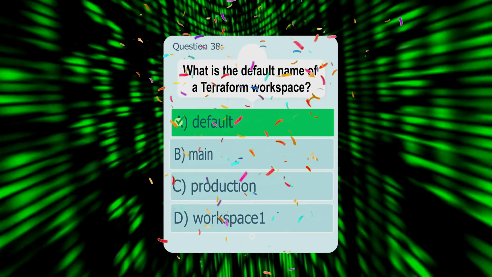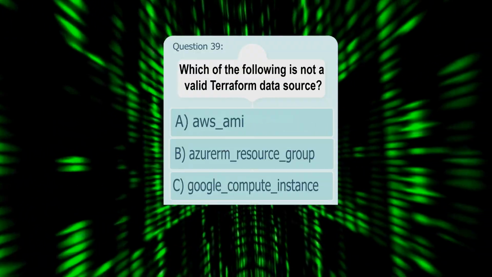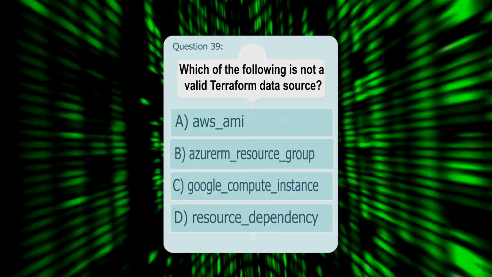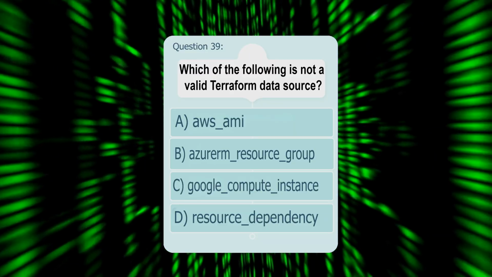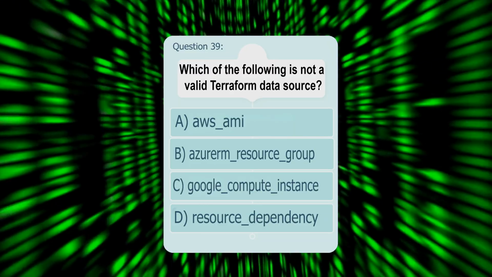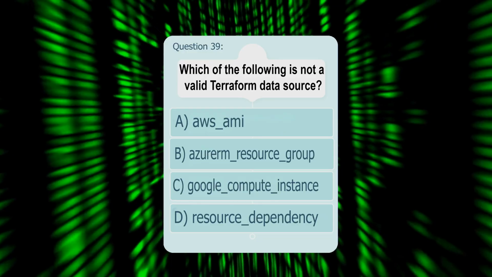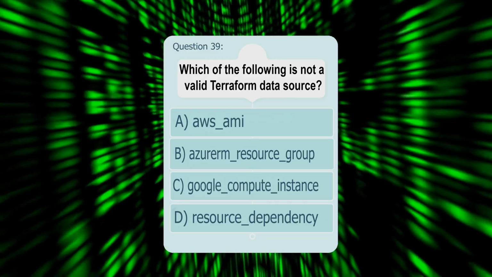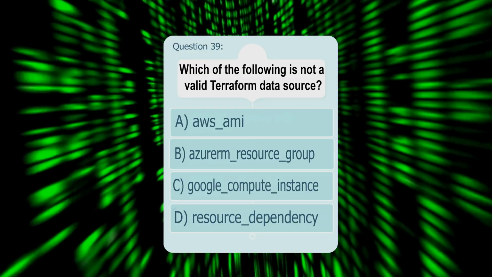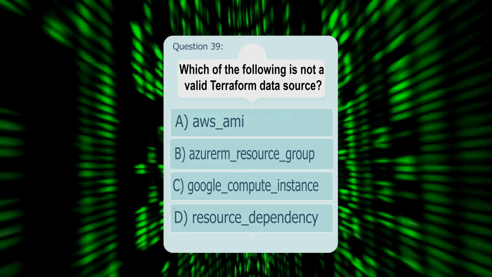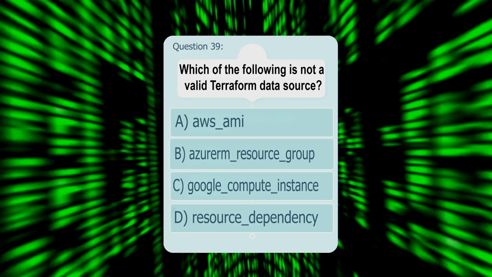Answer. A. Default. Question 39. Which of the following is not a valid Terraform data source? A. aws_ami. B. azure_resource_group. C. google_compute_instance. D. resource_dependency.